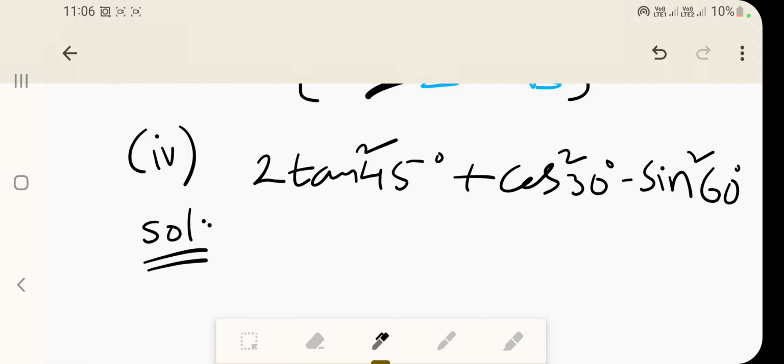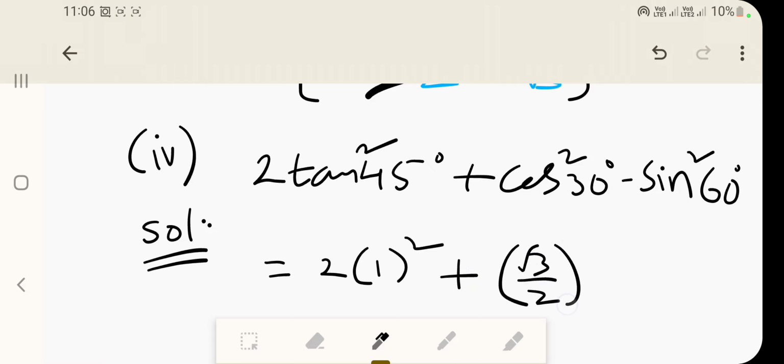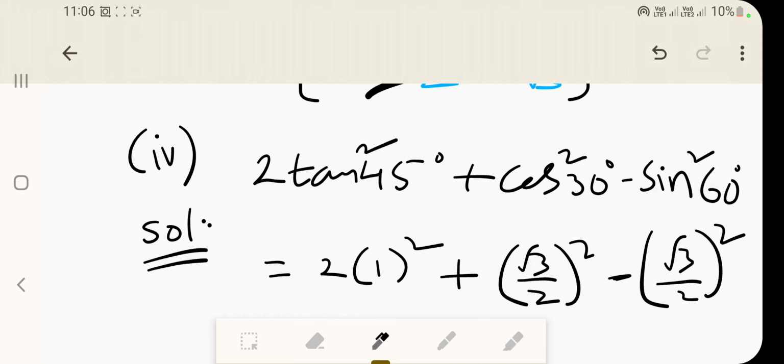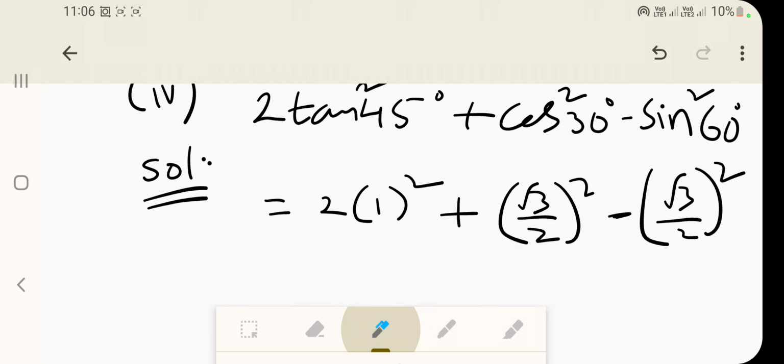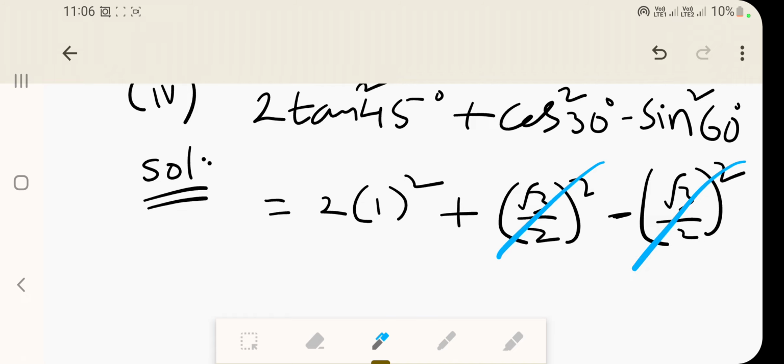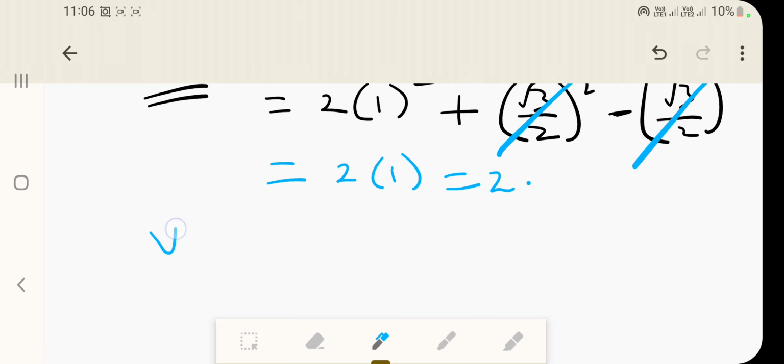Okay, right. We have 2 tan square 45. We know tan 45 is 1, so 1 square. Cos 30 is root 3 by 2 square, because in all we have squares. Sin square 60 is root 3 by 2 square. So now if you observe here carefully, this is plus root 3 by 2 minus root 3 by 2, both will get cancelled. 2 into 1 square is 1, so we get 2. Very simple. This you get in short questions. Next, another one we'll solve and we'll stop for today.